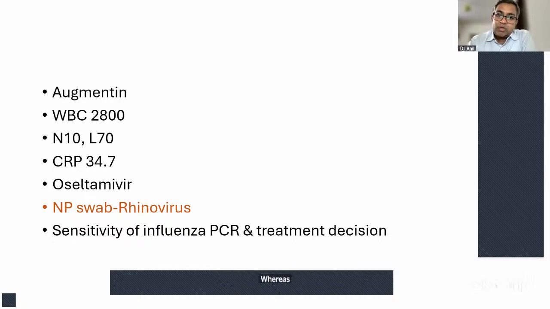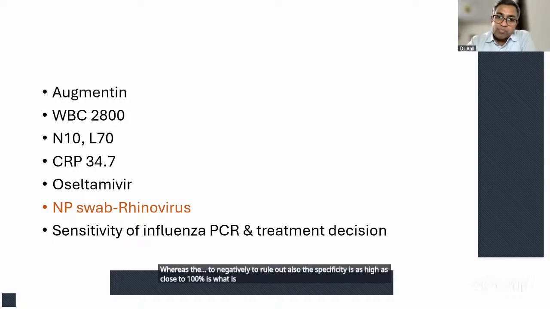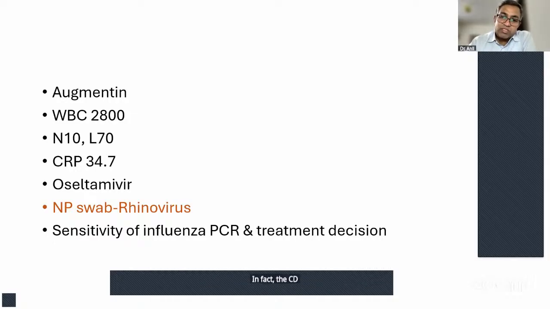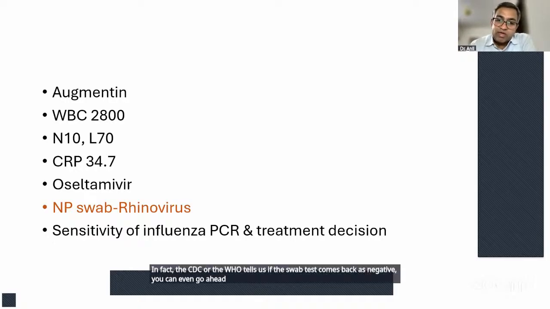Whereas to rule out, the specificity is close to 100%, is what is being told. In fact, the CDC or the WHO tells us if the swab test comes back negative, you can even go ahead and stop the anti-influenza treatment. That is the oseltamivir, we can stop.